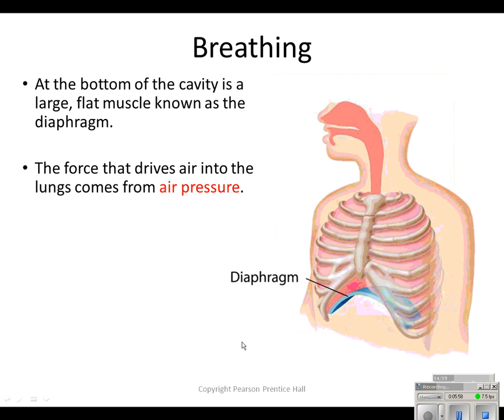Now if we look at breathing, at the bottom of the cavity you have your rib cage, and inside is a space where the lungs are, and we call that a cavity. There's a flat muscle called the diaphragm, and the diaphragm is responsible for driving air into the lungs from air pressure. It actually changes the air pressure in the cavity. So if something happened to the lung cavity, like a puncture, it would change the air pressure so the lungs could not fill up and the person would struggle to breathe.